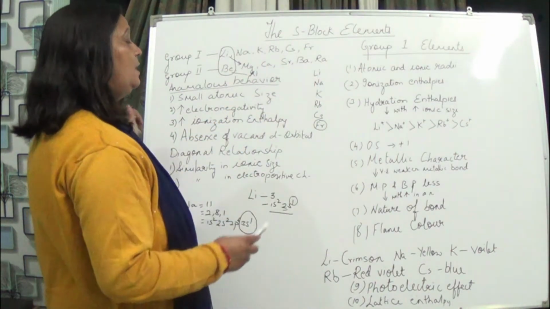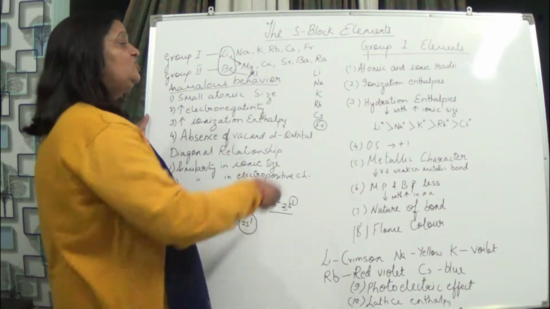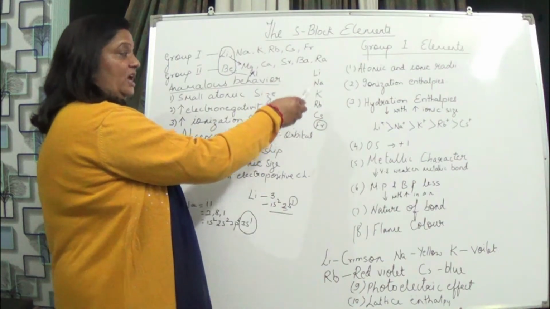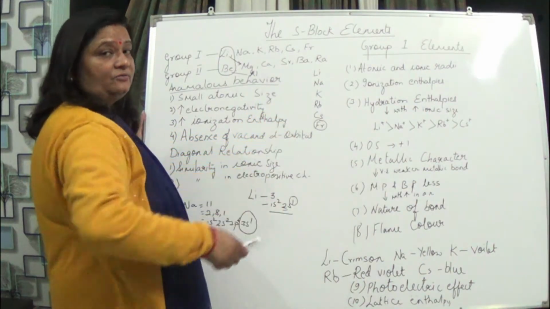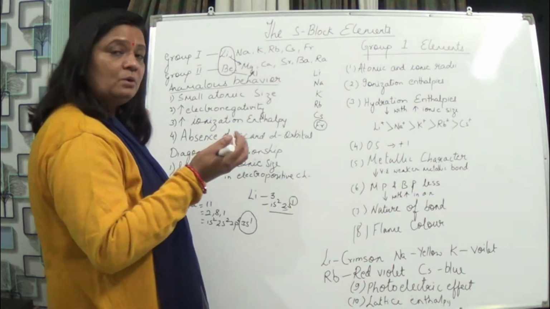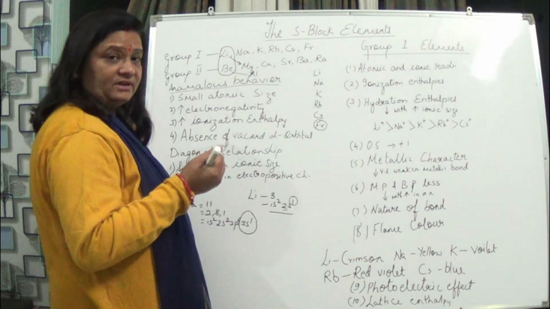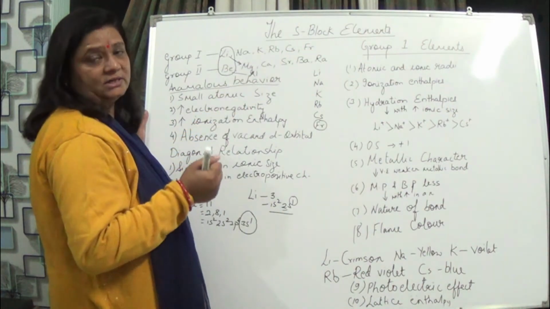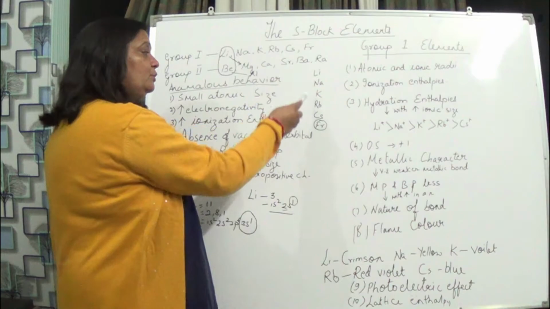Why does this happen? Because the shell number is increasing. As the shell number is increasing, the effective nuclear charge is decreasing. It can't hold the electrons as effectively, and naturally they will show a larger size when we go from up to down.